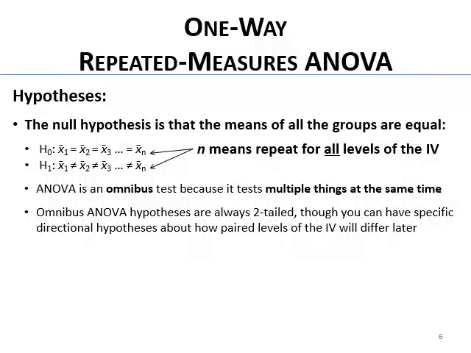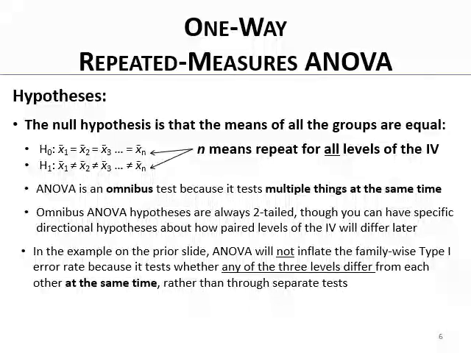It's things are all equal versus things are not all equal. That's all you get. So in the example on the prior slide, the ANOVA isn't going to inflate the type 1 error rate because it tests if any of the 3 levels of annoying noises differ from each other at the same time rather than doing separate paired tests. So that's how you really do only have a 5% chance of making a type 1 error if you do repeated measures ANOVA versus if you do a bunch of paired t-tests.